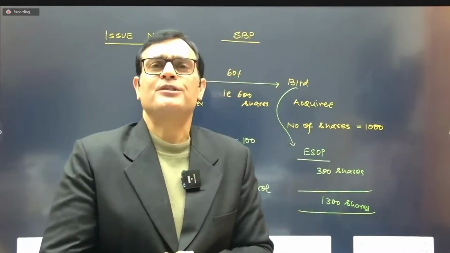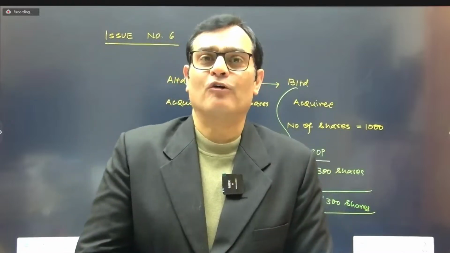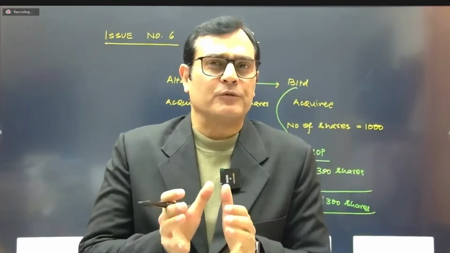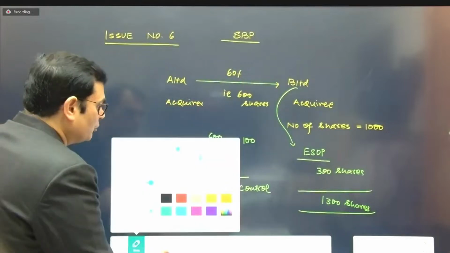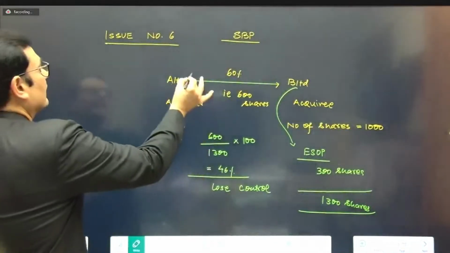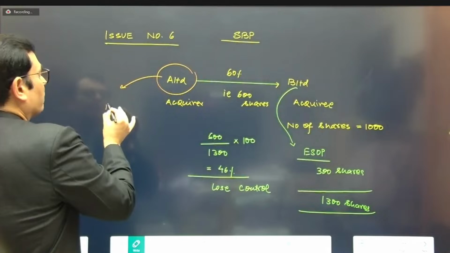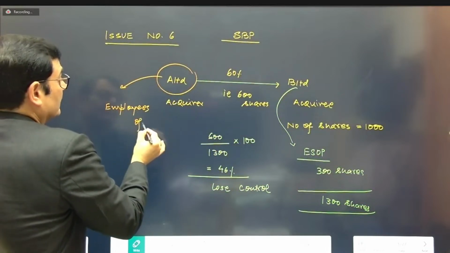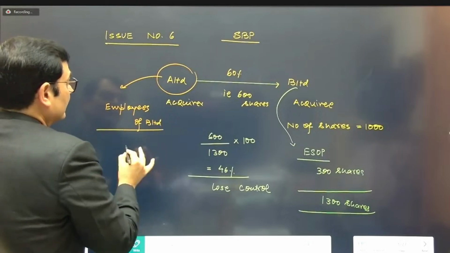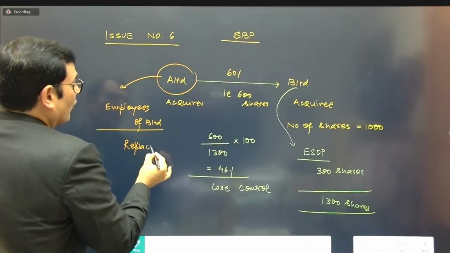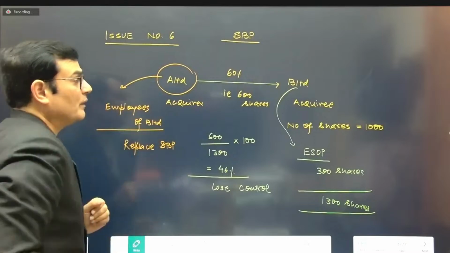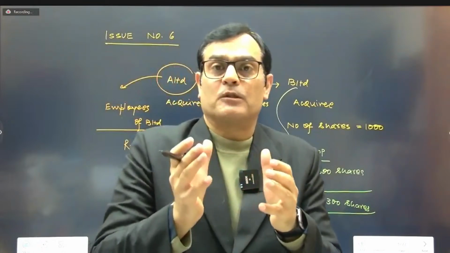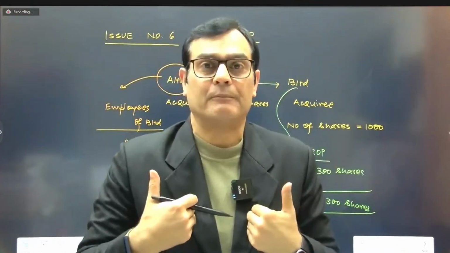He goes to the employees of B today and makes them an offer that he will replace their share-based payments. A Limited will tell the employees of B Limited, okay, let me replace your share-based payment awards. Instead of ESOPs of B, why don't you take ESOPs in my company?